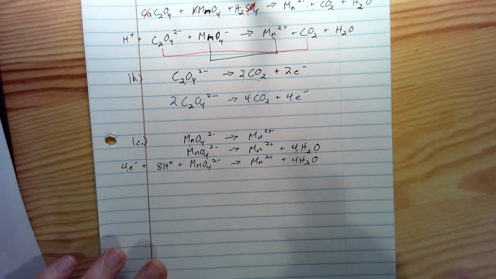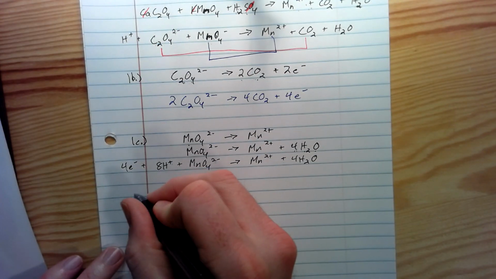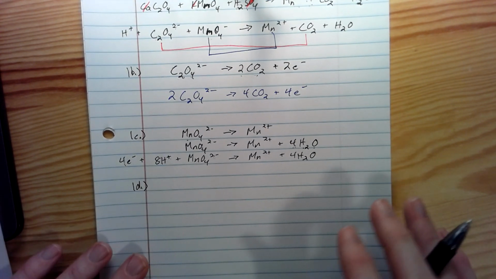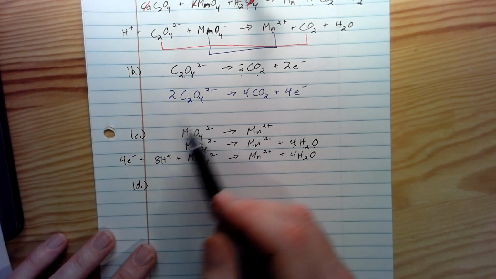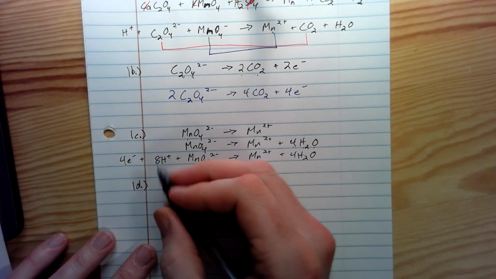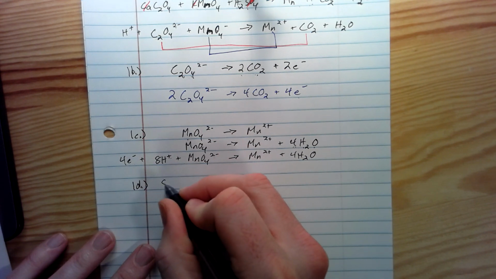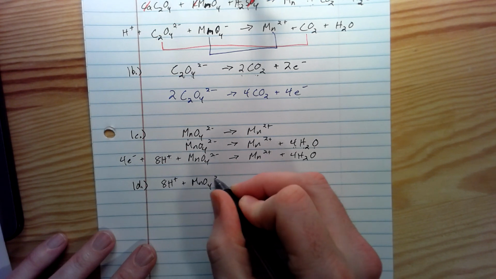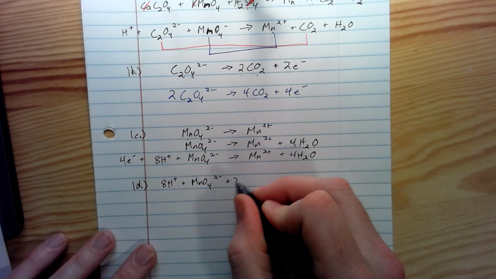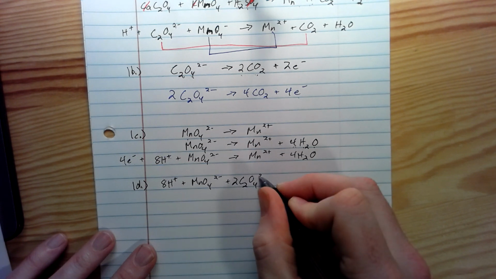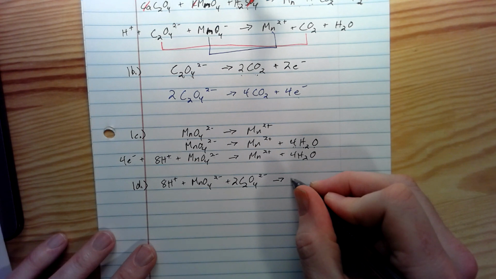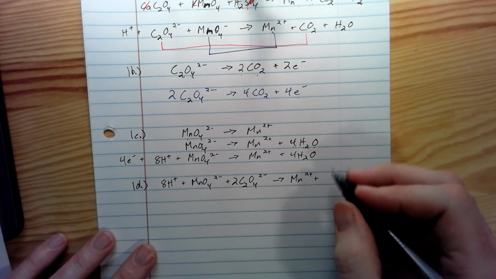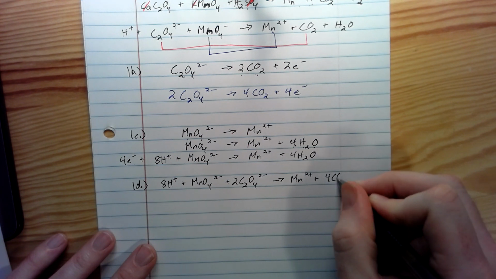Then whenever we put them all together for 1d, we want the overall equation for this redox reaction. We are going to put everything together: 8 H plus, MnO4 2 minus, plus 2 C2O4 2 minus, makes Mn2 plus, 4 CO2, plus 4 waters.